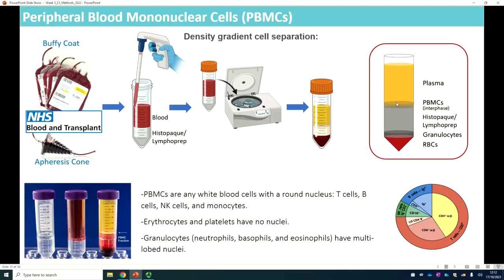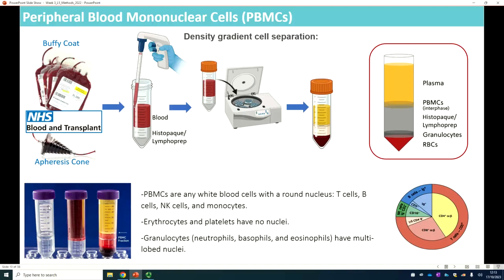In your top layer you'll have your plasma. You'll then have a thin, white, fluffy layer of your PBMCs, your peripheral blood mononuclear cells. You'll then have your Histopaque layer. You'll then have a layer of granulocytes, so these are cells with more granular nuclei. And then you'll have your red blood cells pelleted right at the bottom.